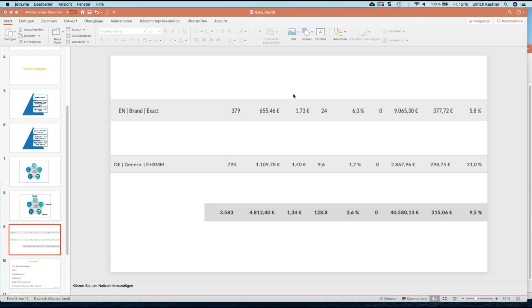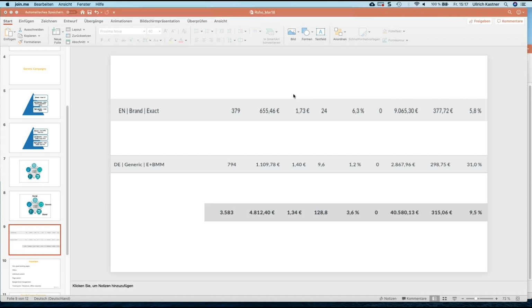But, and that's always the way we see it, if we only look at the generic campaign, 31% would have been too high. So theoretically, we would have to stop it because it's more expensive than Booking or Expedia. But the brand terms were doing very well. And on average, we were at 10%. So we always look at the total results, but obviously you have the transparency of how much goes into where based on the individual campaigns.